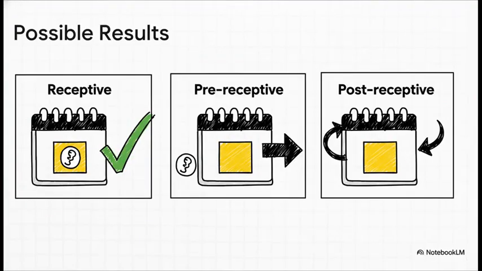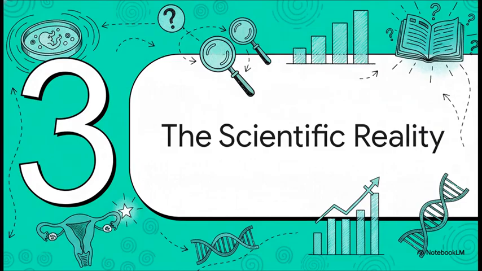And you'll get one of three results. Receptive means, hey, the standard timing is perfect for you. Pre-receptive means your window hasn't opened yet, so for the real deal, you'll need to transfer a bit later. And post-receptive means you missed it. The window already closed, so the next transfer needs to happen earlier. On paper, it sounds great, right? A clear, actionable plan.